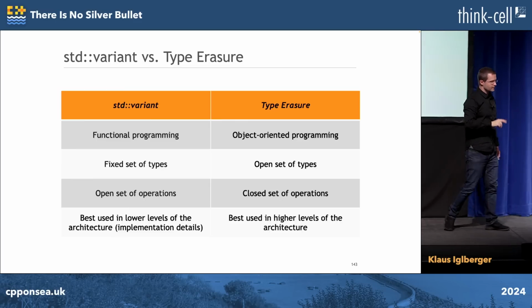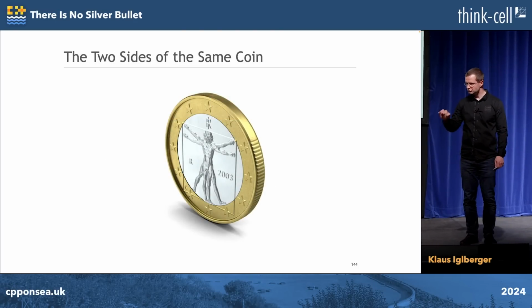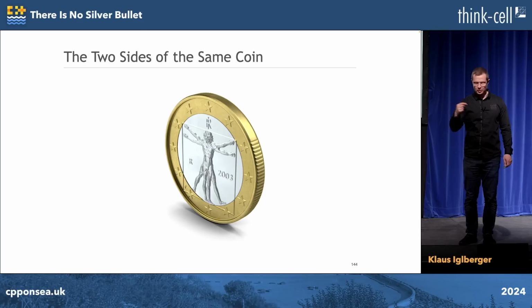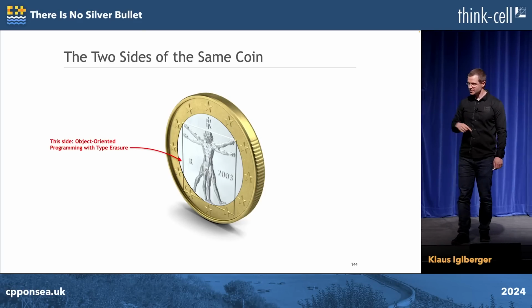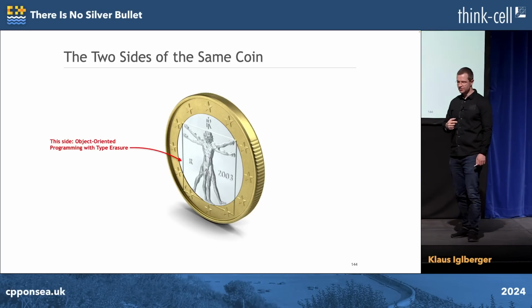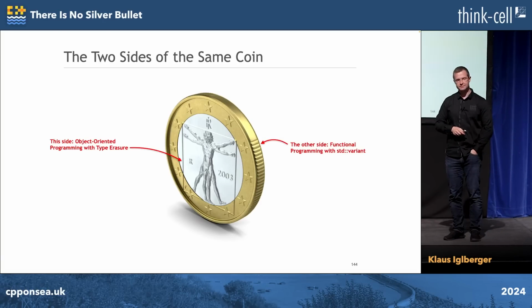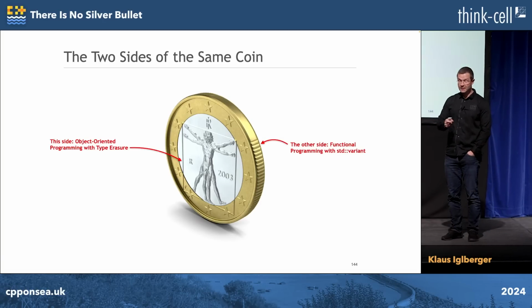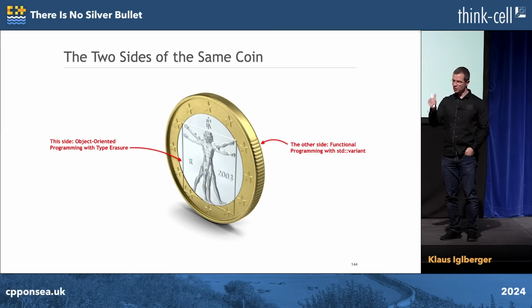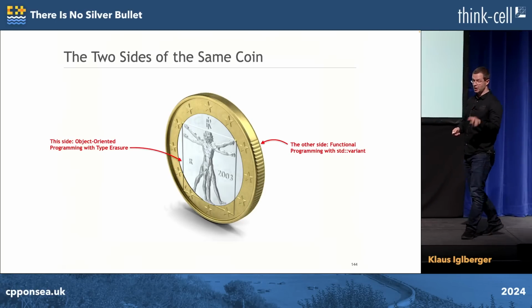All right. So I would argue these two are just the same thing, but on opposite sides of the same coin. Perhaps on this side, you could say this is the object-oriented programming side with type erasure. On the other side is the functional programming stuff with variant. But what I'm not saying is that you just flip the coin and pick whatever the coin tells you to do. No. Exactly not. You pick the side that's best for your problem.